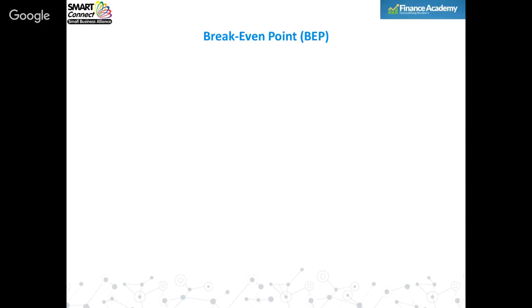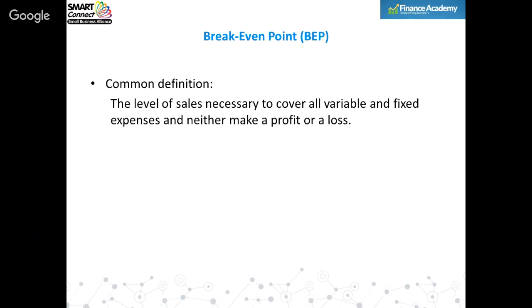Break even point, in short, people will also call it BEP. The general definition that you will find on Google or in any accounting books is: level of sales necessary to cover all variable and fixed expenses and neither make a profit nor a loss. Friends, according to me, this common definition is a bit flawed. Let me tell you why.